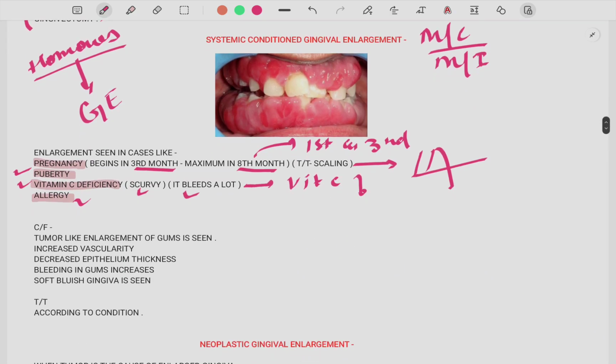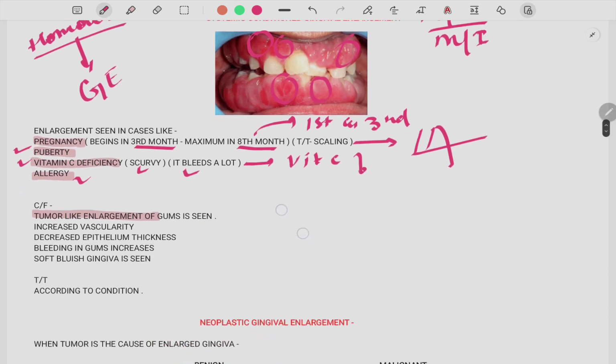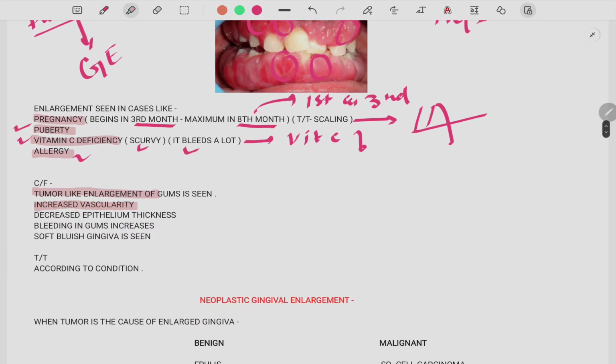If you see the clinical feature, here you have this characteristic tumor-like enlargement of the gums. The gums are very prominent and very aggressively enlarged, and they are bleeding badly. So it is giving you a tumor-like appearance. Now coming to the next thing, the vascularity here increases and the epithelium thickness is decreased. Now imagine that the thickness has decreased and the vascularity has increased. In such a scenario, it is going to bleed very easily. The gums will bleed even when you're eating something. So that is what happens.